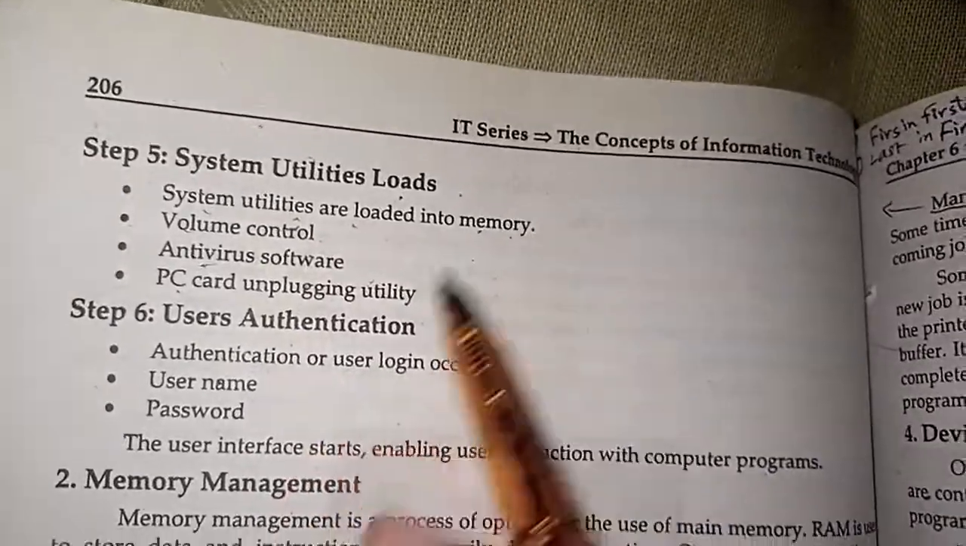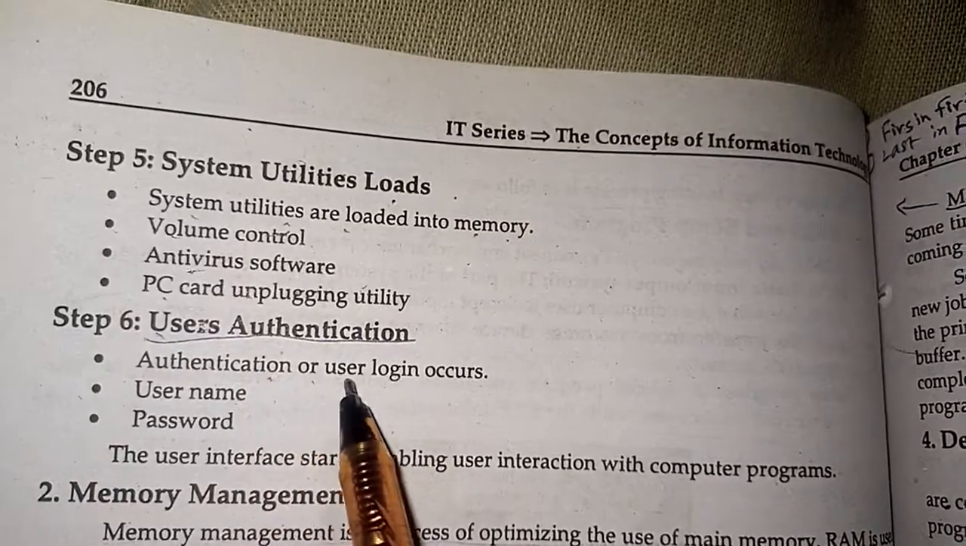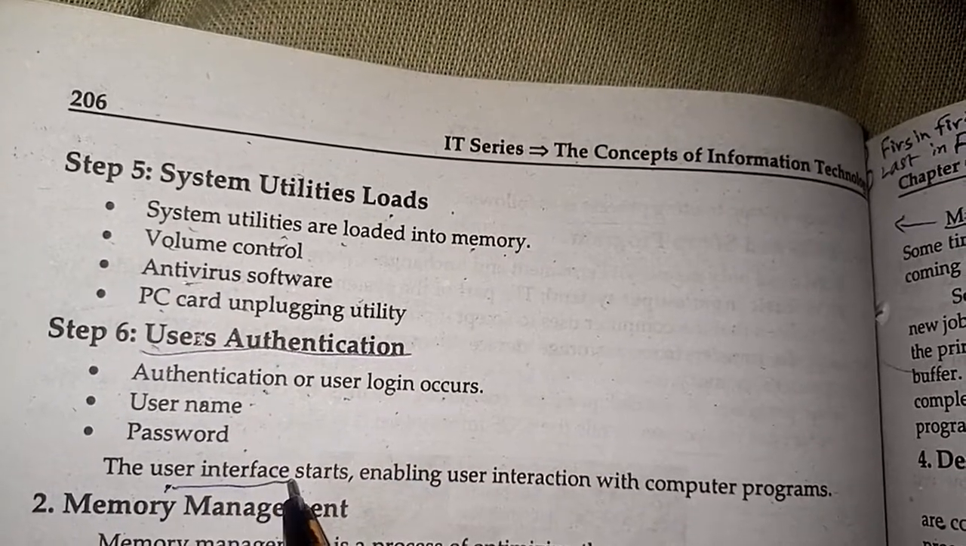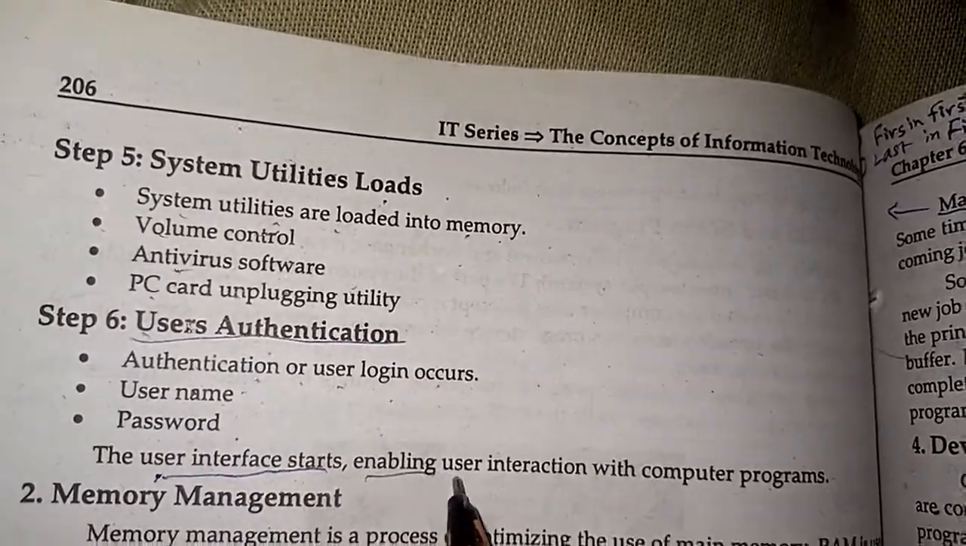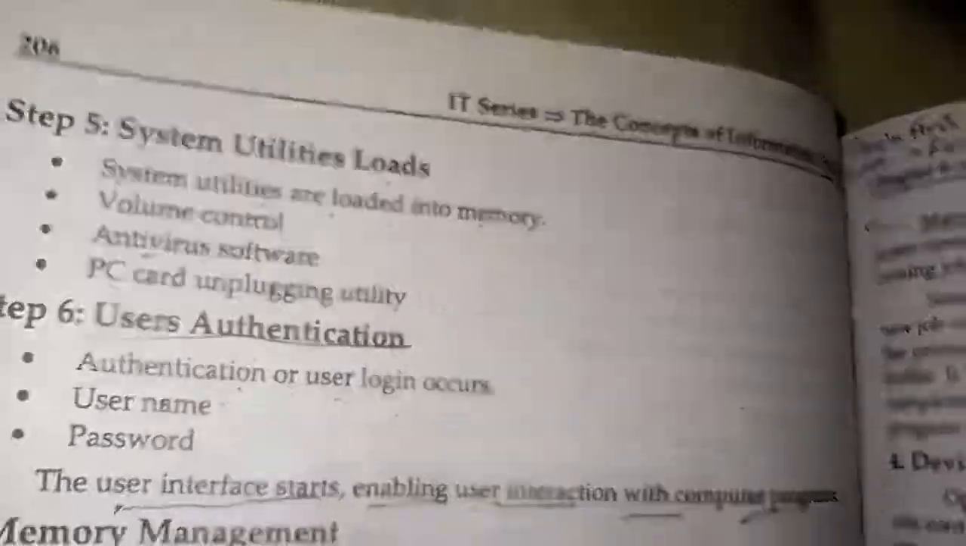So last step is step 6, user authentication. Authentication or user login occurs. Username, password. The user interface starts, enabling user interactions with the computer programs.